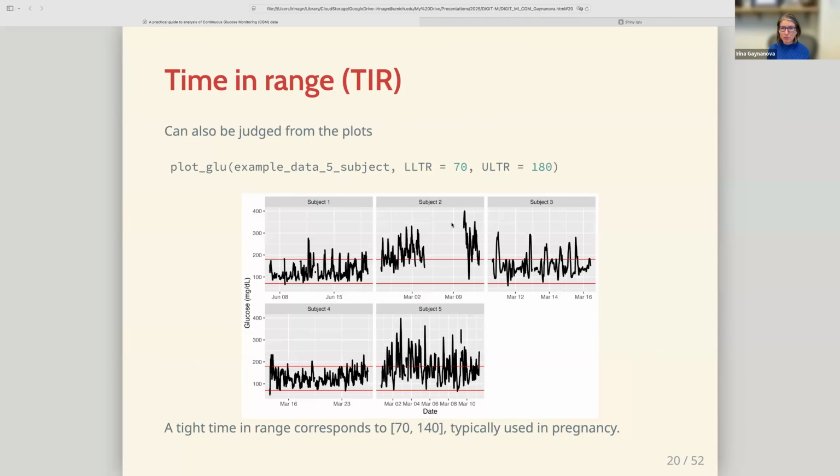The visuals of the plot allow you to also look at this time in range with these red horizontal lines, and one can adjust this range. For example, the tighter range, 70 to 140, is usually recommended when looking at diabetes within pregnancy because a tighter control is desired in those cases.